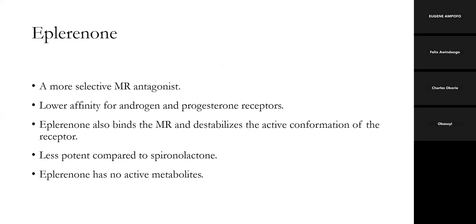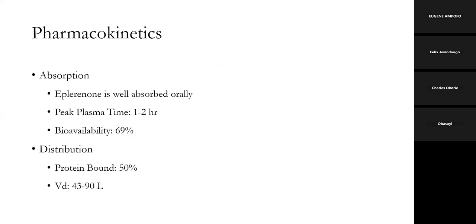Okay. So I'll move on to eplerenone, which is a more selective mineralocorticoid antagonist, but it has low affinity for the androgen and the progesterone receptors. So that is the good thing about eplerenone. But in some cases, it can lead to those side effects, though it's very minimal. It also binds to the mineralocorticoid receptor like spironolactone, and causes the active conformational change. But it is known to be less potent compared to spironolactone. And it has no active metabolites. That is eplerenone, no active metabolites.